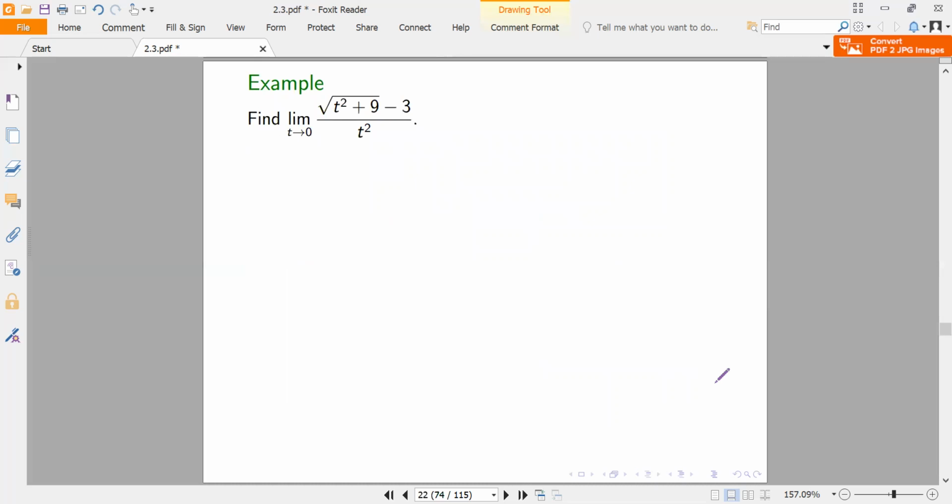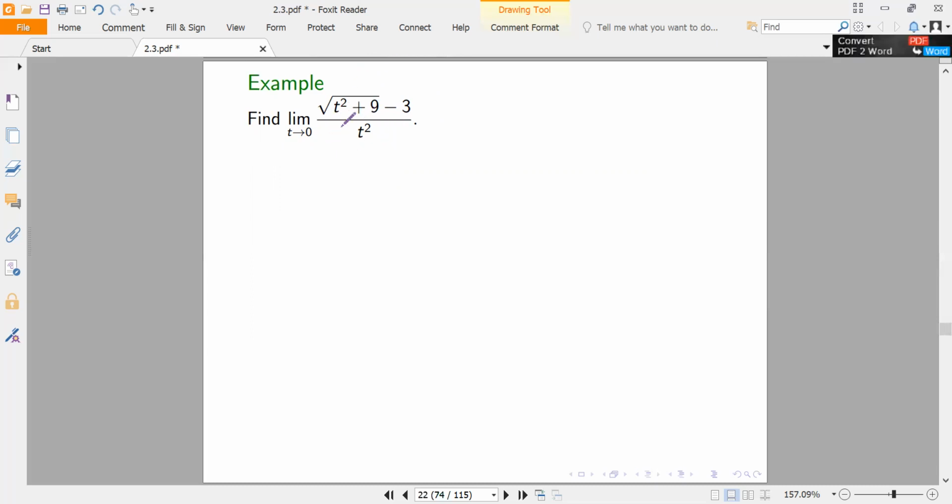Okay, we have another example here. If you'd like, you can pause and try this first to evaluate it. Again, this example was there in the previous lesson. You cannot substitute 0 right away, so you have to find a way to manipulate or simplify the function.